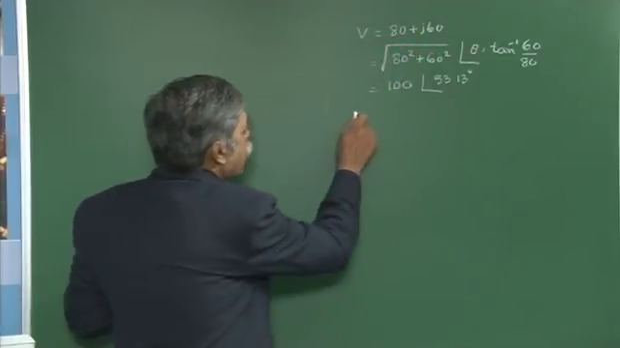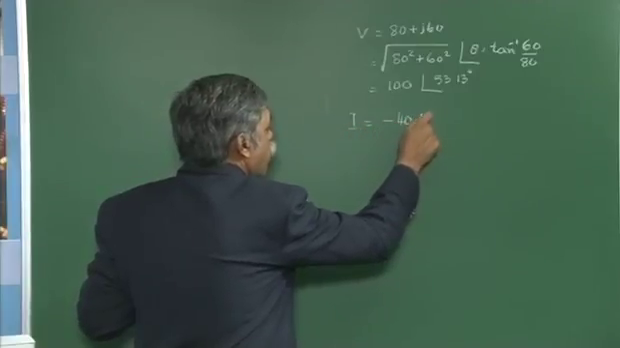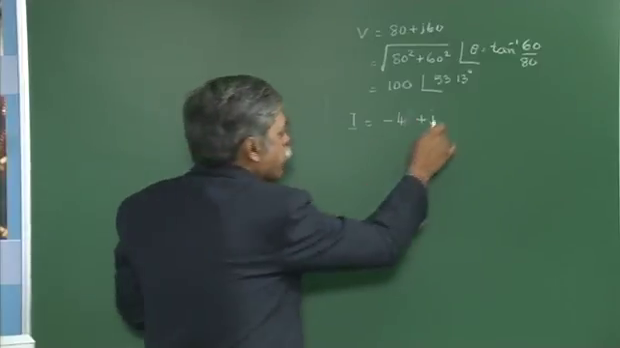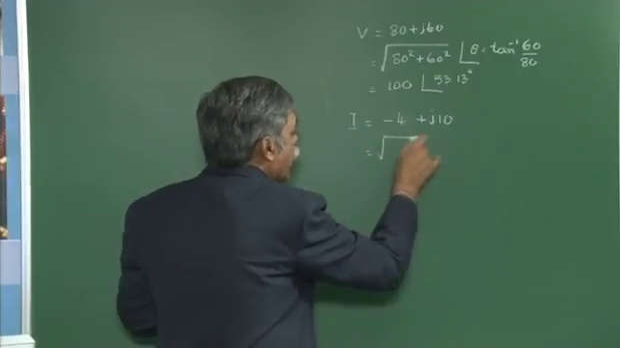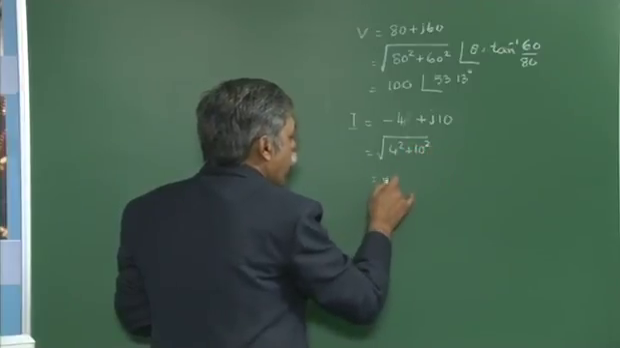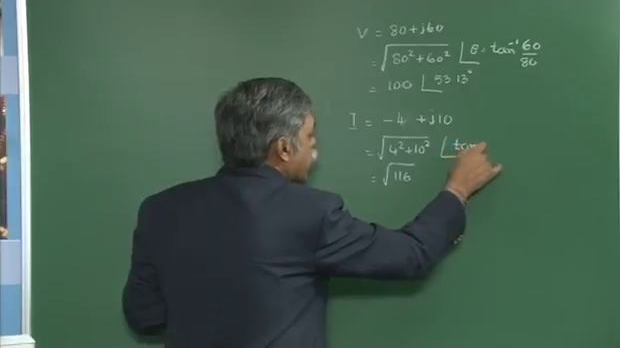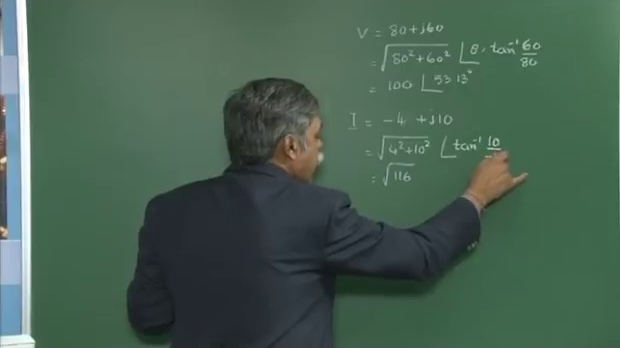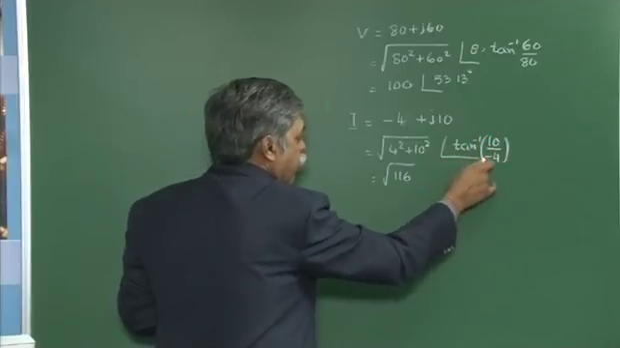In the same way, the current is also converted to polar form, where I have the current as minus 4 plus j10. The magnitude of the current is given by the square root of 4 squared plus 10 squared, that is, the square root of 116, and the angle is tan inverse of the imaginary part 10 divided by the real part 4.